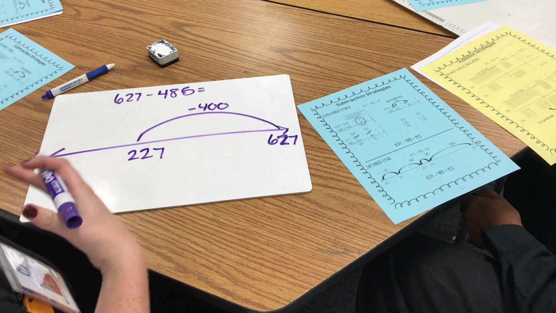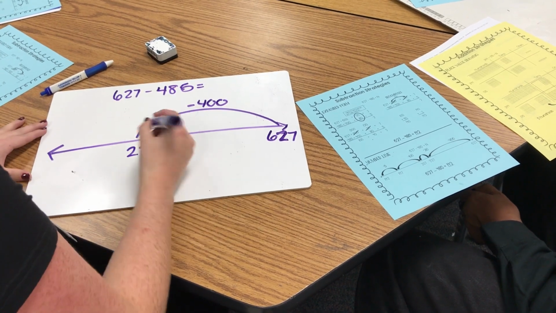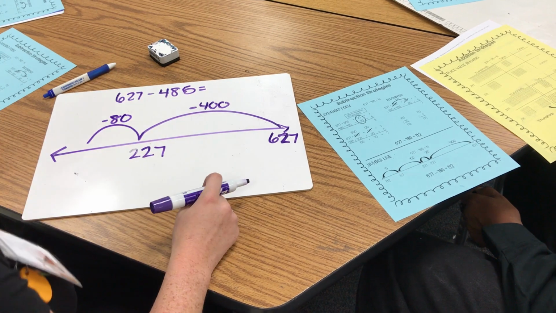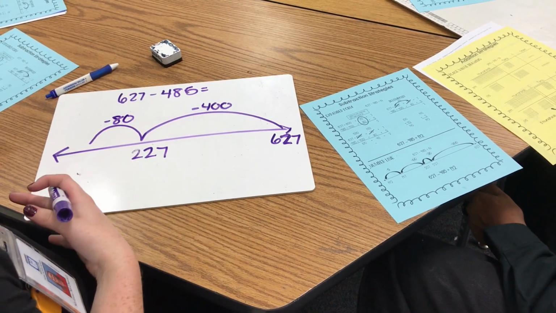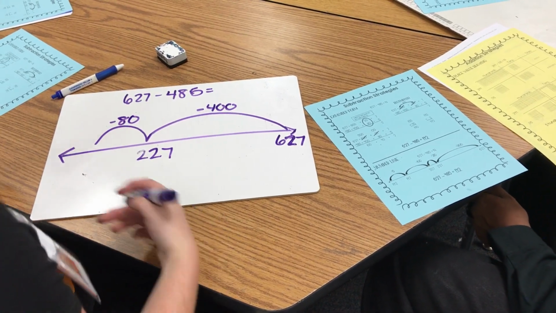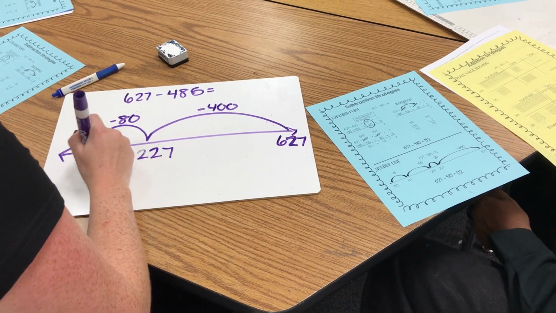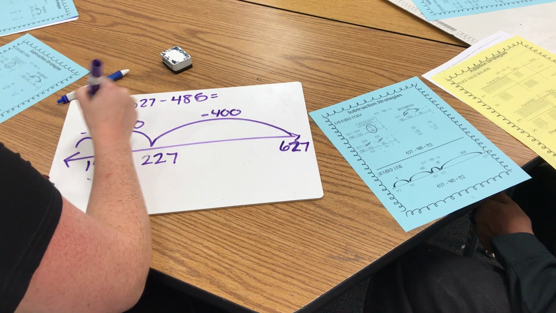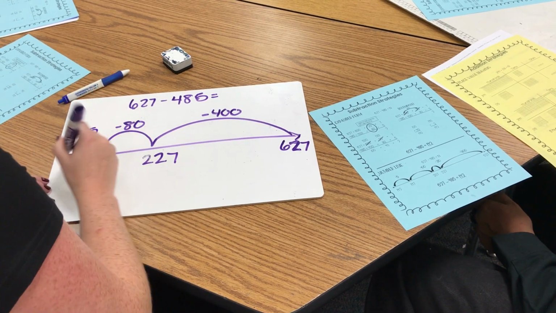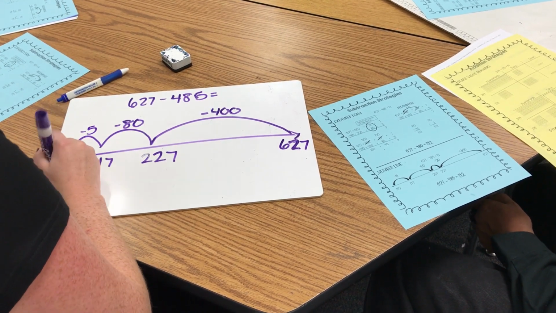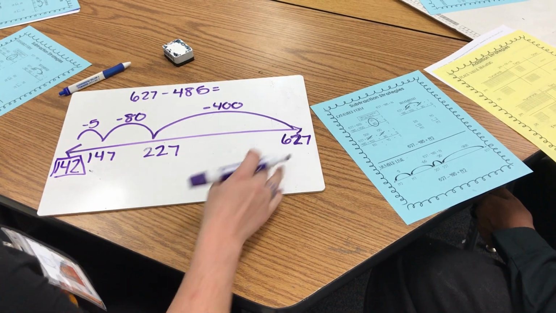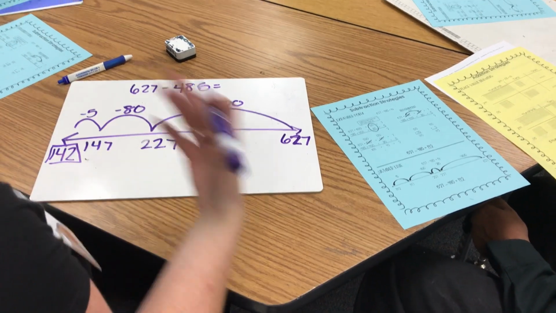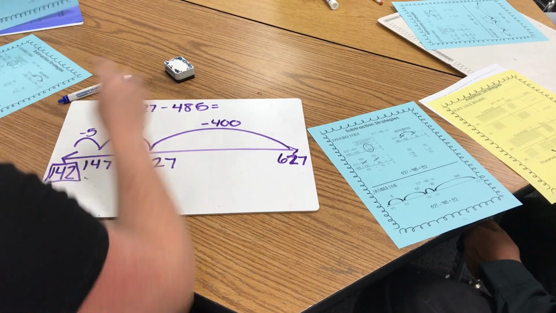Then again, your student's preference. If they want to take all of the tens away, they can subtract all 80. Or they can break it down to 20 and 60, however they would like to. So then we've got 147, and then you subtract your ones to get 142. You can also subtract the ones first, then the tens, and then the hundreds. Again, it's up to your student's preference.